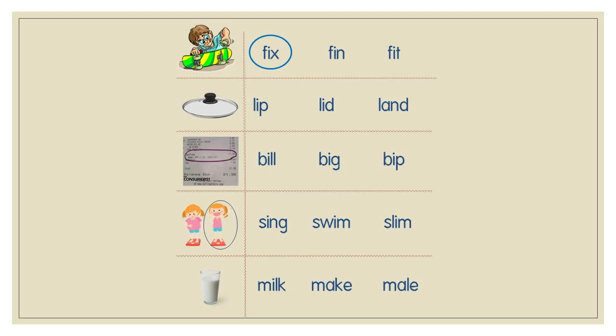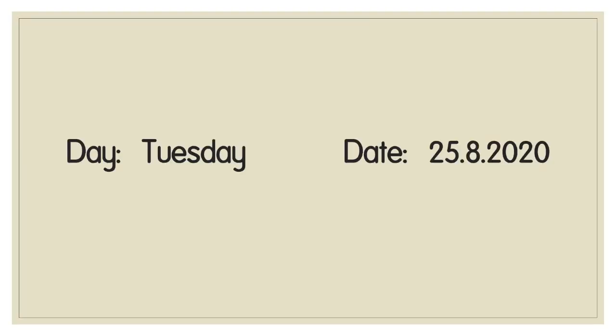Let's move to number 2. What picture is in number 2? It is lead. Lead. Can you find the word and then circle it? The next picture that we have is bill. Bill. Can you find the word and then circle the correct word? Okay, for the next 2 pictures, can you try to do it by yourself? Don't forget to complete the task by writing down your name, the day, and the date. Okay?